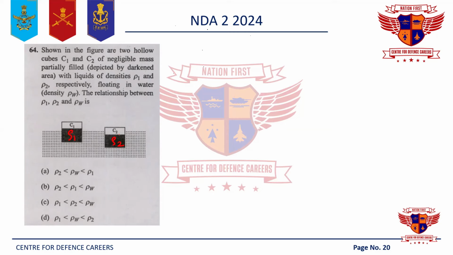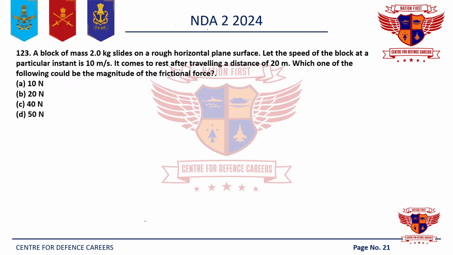Now, since they are floating, obviously water is the denser material here and the other two are lighter materials. So the density of water will be the greatest. Now you can clearly see from this image that the cube C2 is deeper inside the water. That means it will have a higher density compared to C1. So C1 has the lowest density and then we have C2. Now here option C matches the answer. So we go with option C. Moving on to the next question.